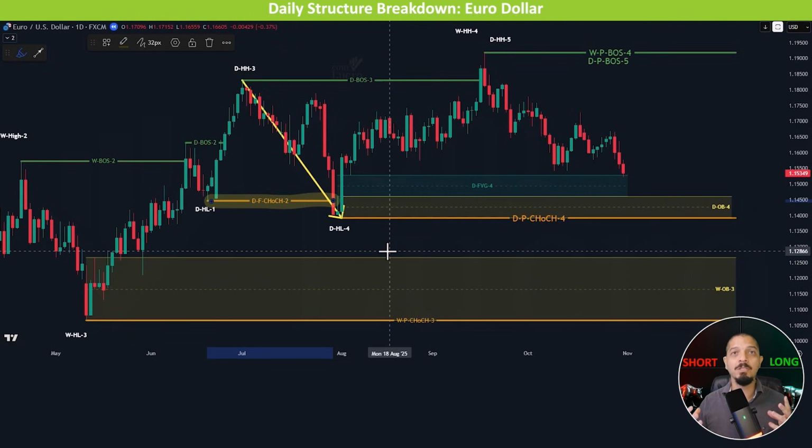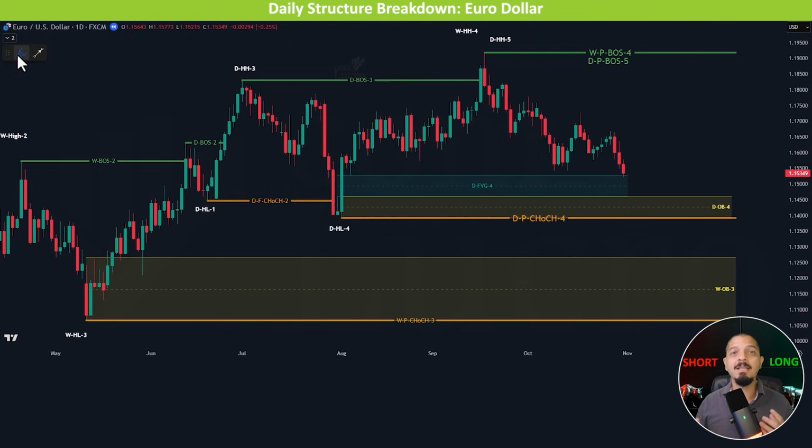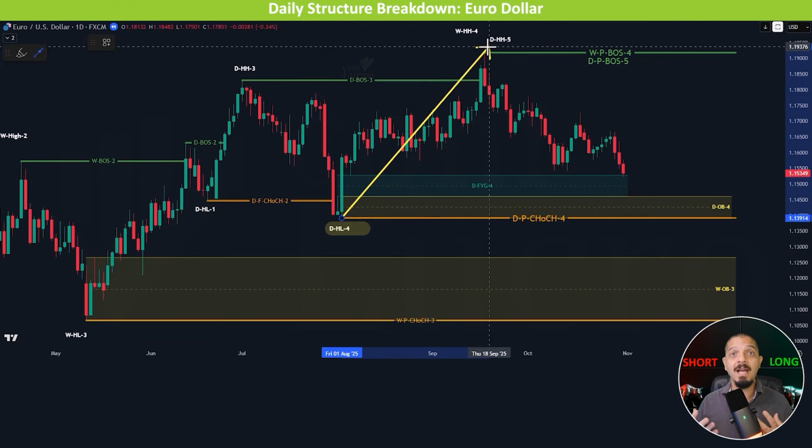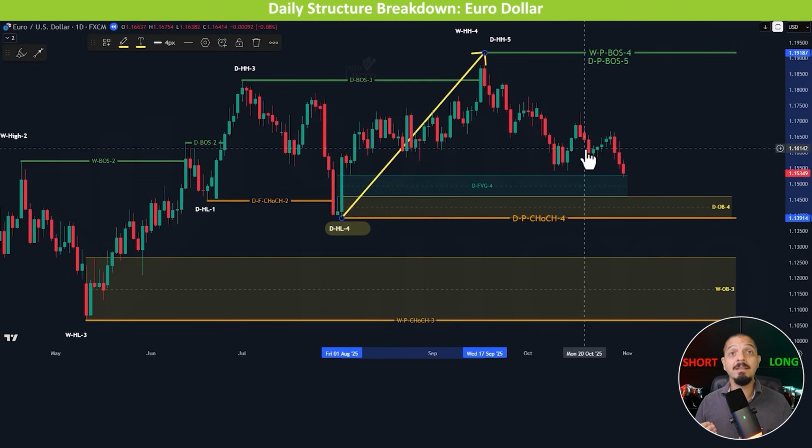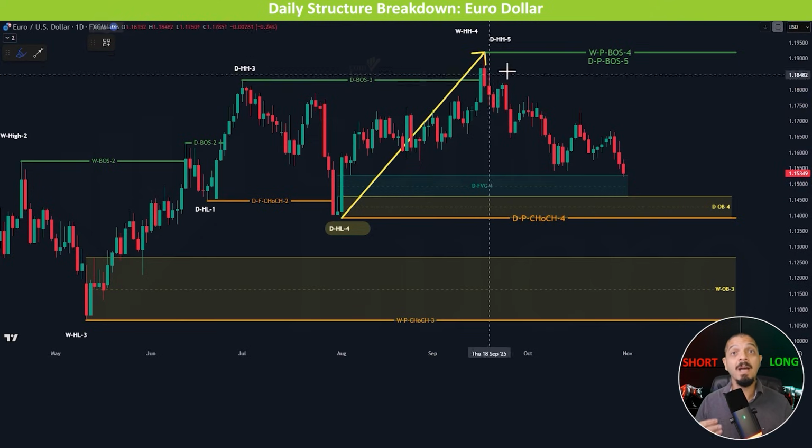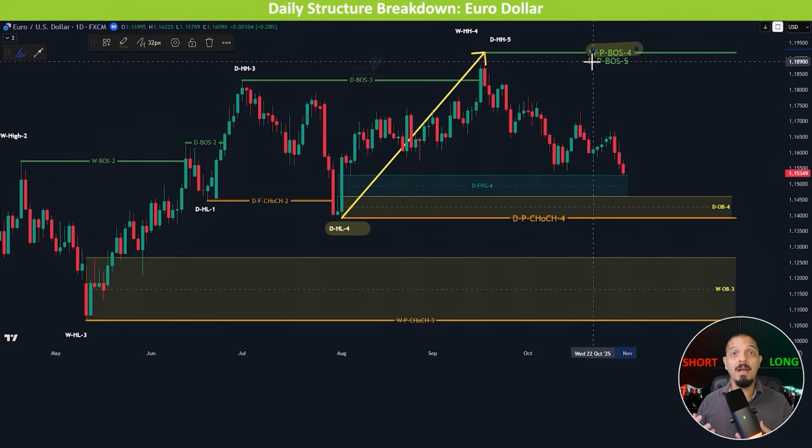As the pullback continues, the market finds support at the daily higher low number 4, which forms the base for another upward movement. From here, price pushes again and reaches the daily higher high number 5. This daily higher high number 5 is the same point as the weekly higher high number 4, meaning both time frames align at this structural extreme.